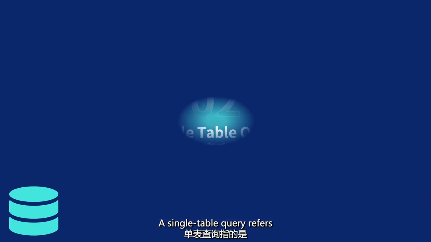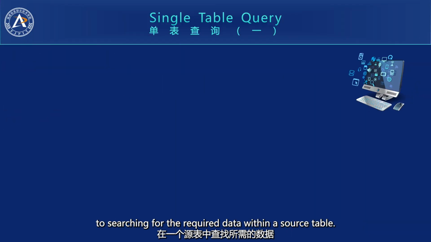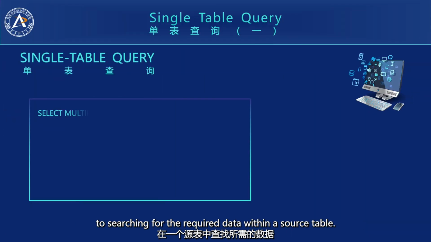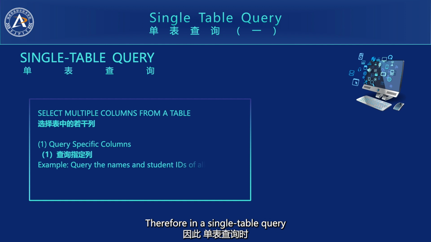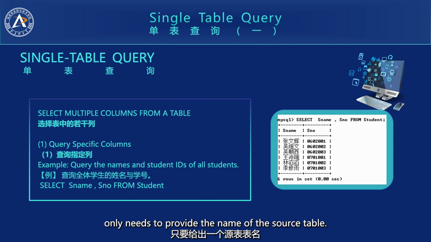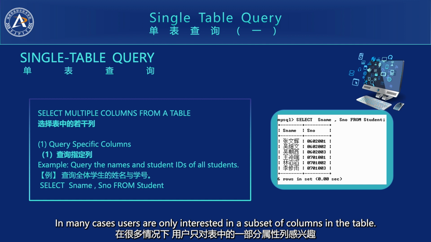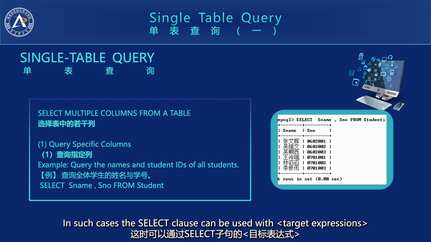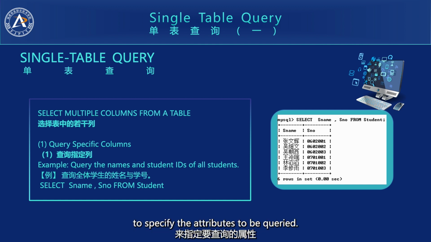A single table query refers to searching for the required data within a source table. Therefore, in a single table query, the <data source table> in the from clause only needs to provide the name of the source table. In many cases, users are only interested in a subset of columns in the table. In such cases, the select clause can be used with <target expressions> to specify the attributes to be queried.